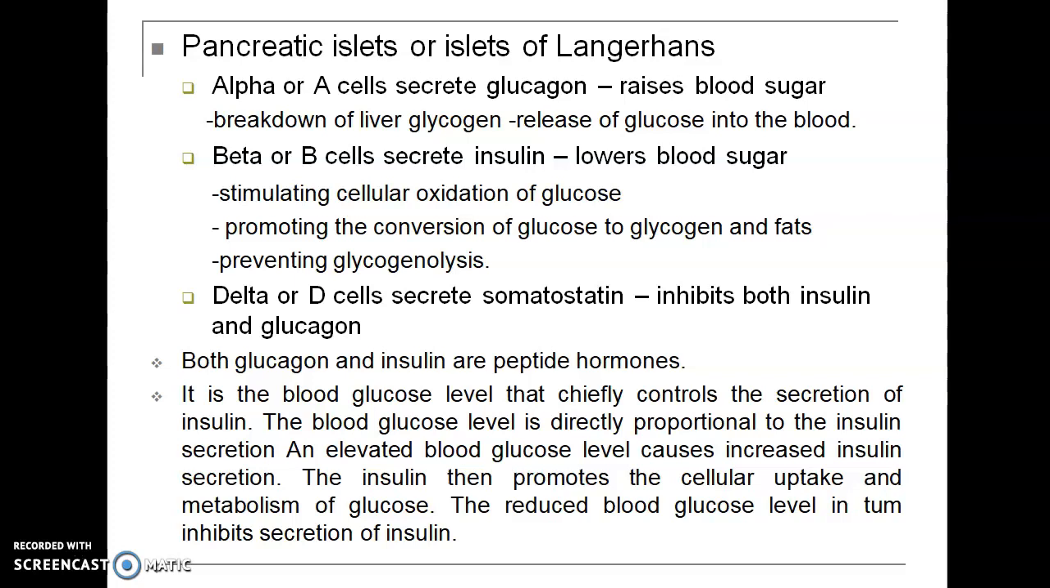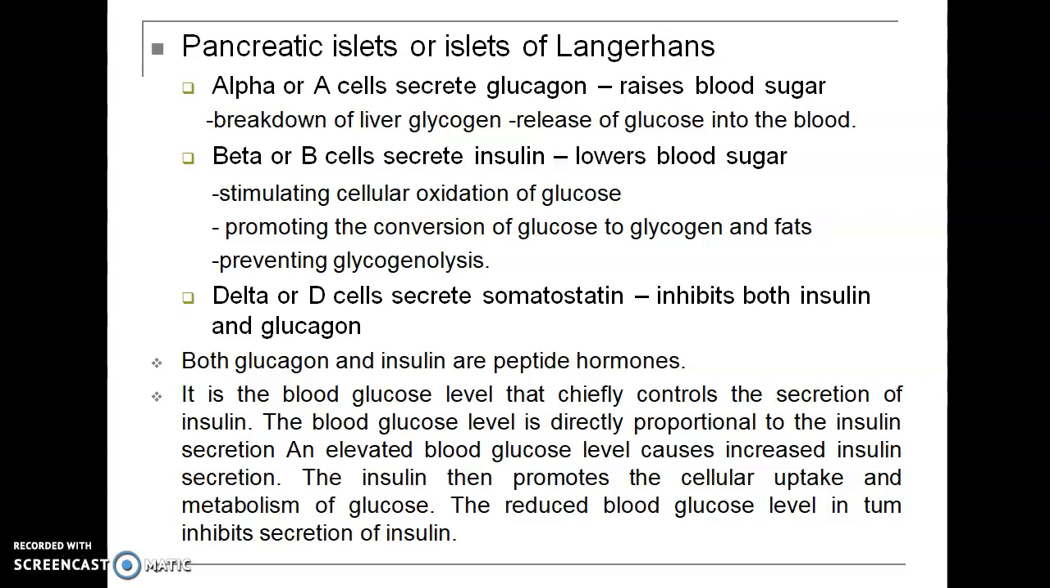The second type of cell, which makes up the majority of the islet, is the B cells or beta cells, which secrete insulin, and the function of insulin is to lower the blood sugar. They lower the blood sugar because they are responsible for the cellular oxidation of glucose, and they promote the conversion of glucose to glycogen or fat stores. At the same time, they also prevent glycogenolysis.